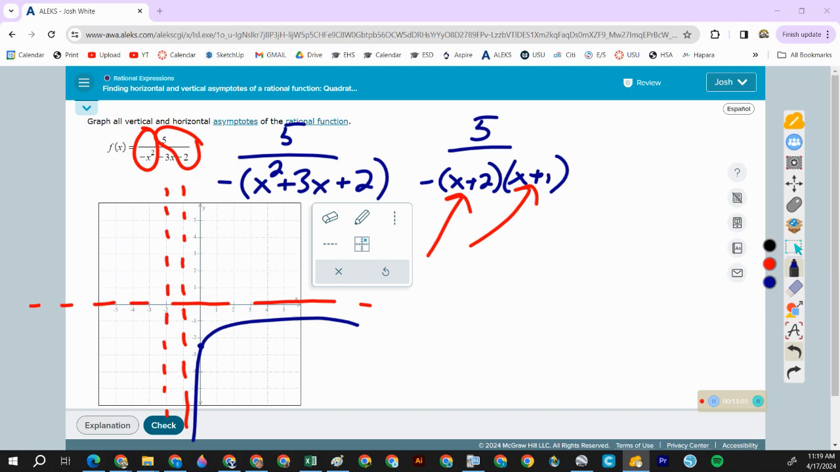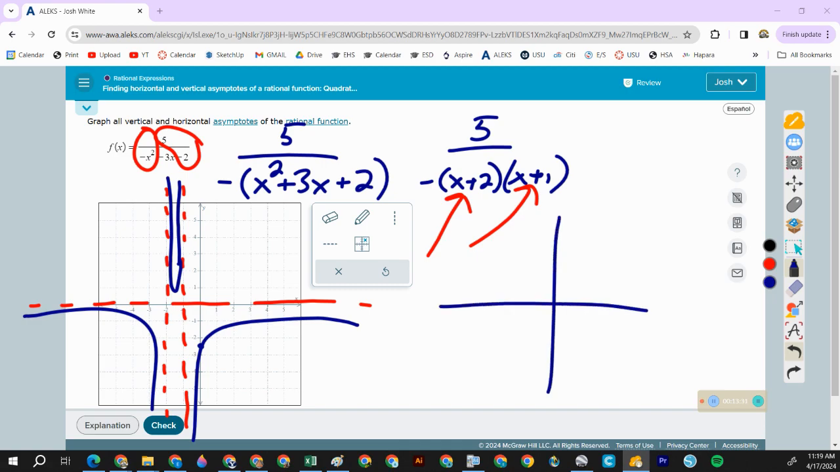What's going to happen in the middle? I'm going to come down from the top. Am I going to go through or turn around? I have to turn around because there's no root. I'm not allowed to hit the x-axis. And so the left side has to be on the bottom, like that. Now, sometimes you can't tell. Let's say I had this graph here.